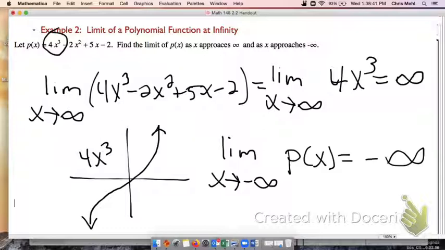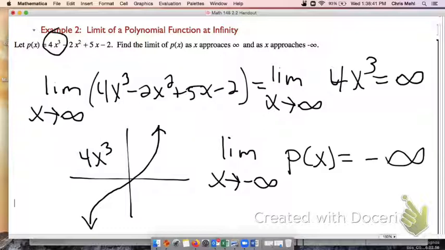It just depends on the leading term. Now, why does it work that way? Why is the limit of a polynomial the limit of the leading term? Well, as x gets really, really large, the term that has the highest power of x is going to make the largest contribution to the entire expression. That would be one way to think about it.